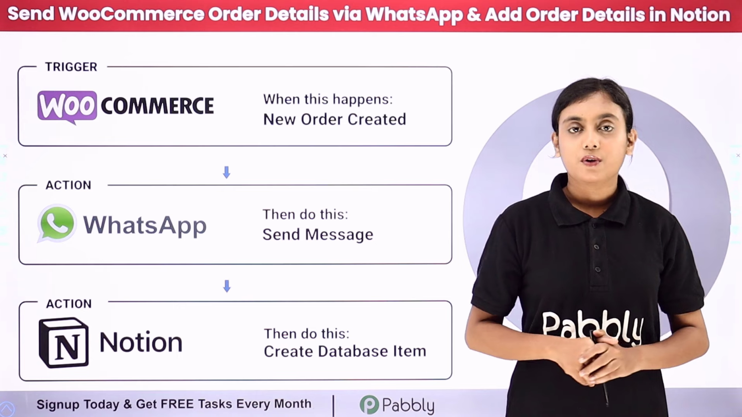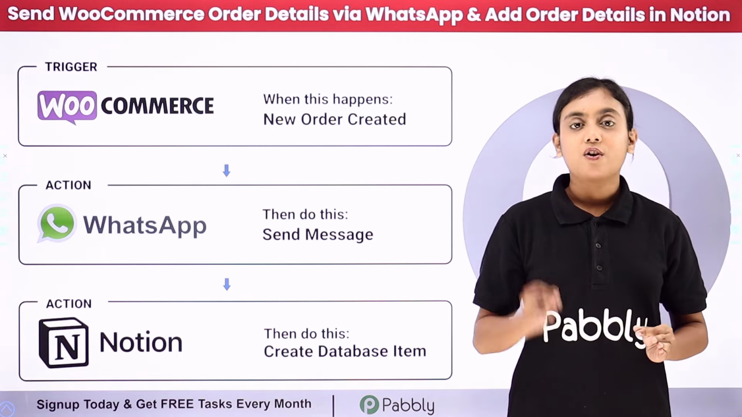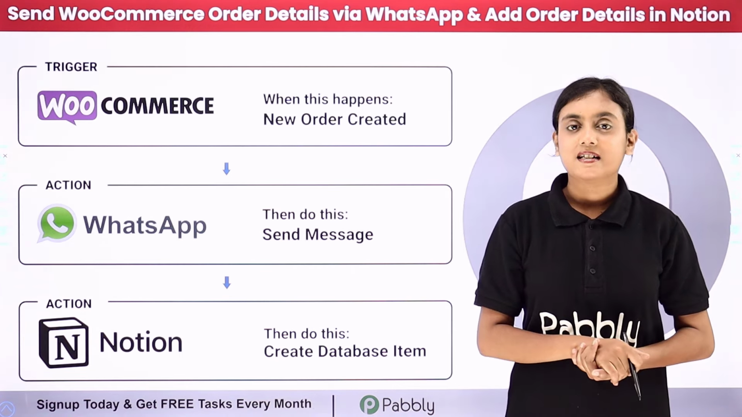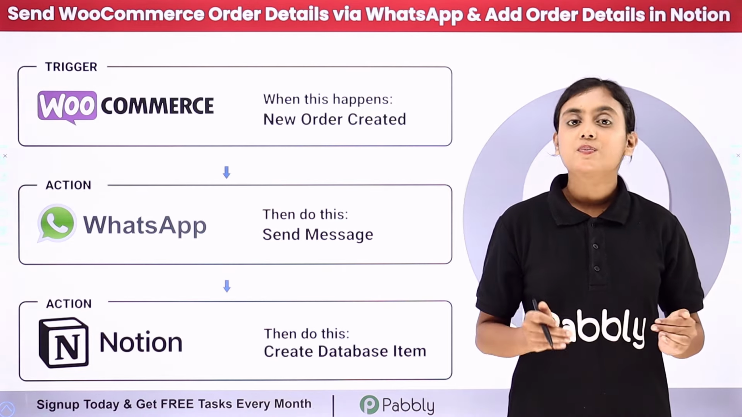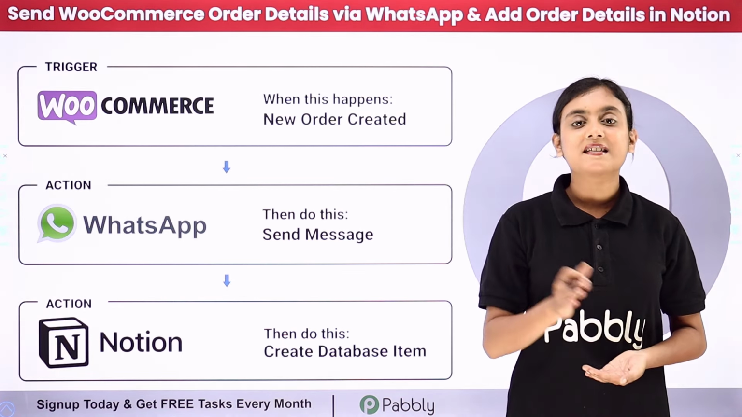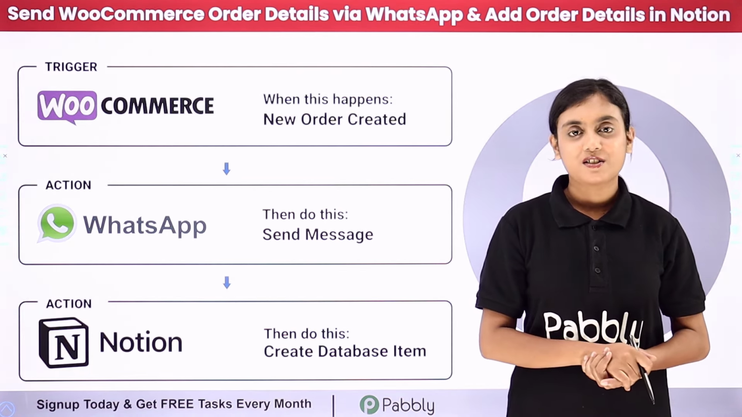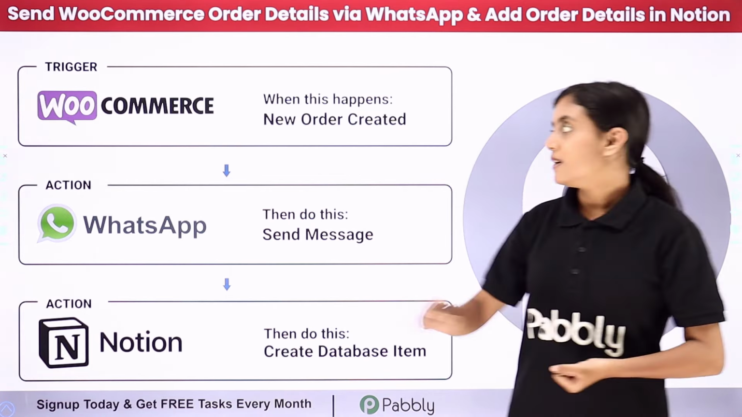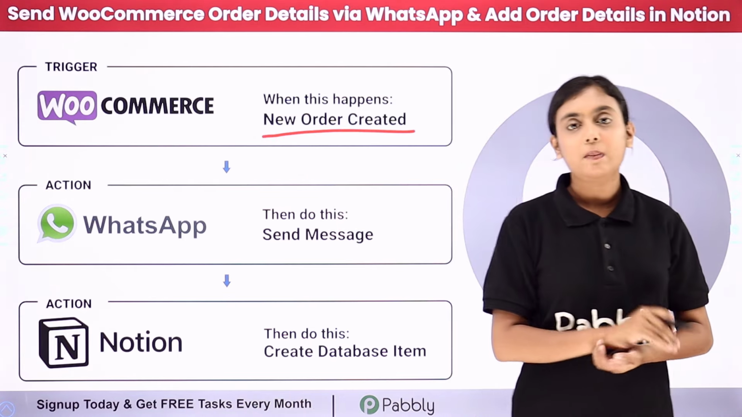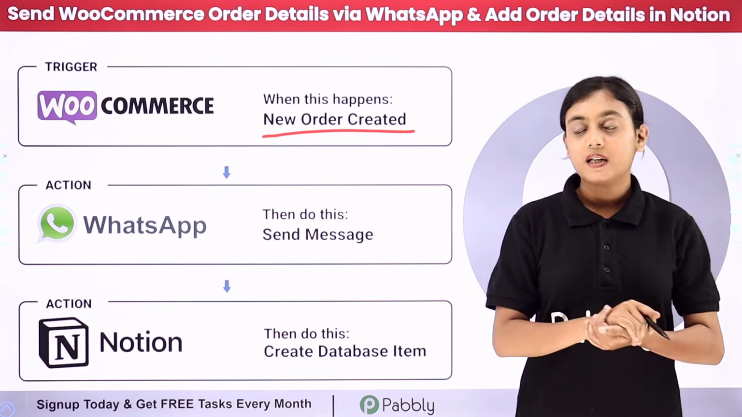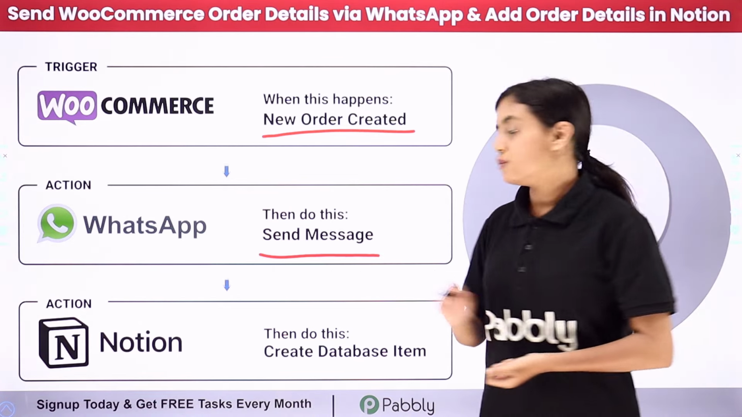For that, what we are going to do is create an automation because if we do this manually, it is going to take us a lot of time. And we are going to be creating the automation with the help of Pabbly Connect, which is an amazing automation and integration software. So in this automation, firstly when the order is created with the help of WooCommerce by any of our customers, automatically to the customer who has placed the order, a WhatsApp message should be forwarded.